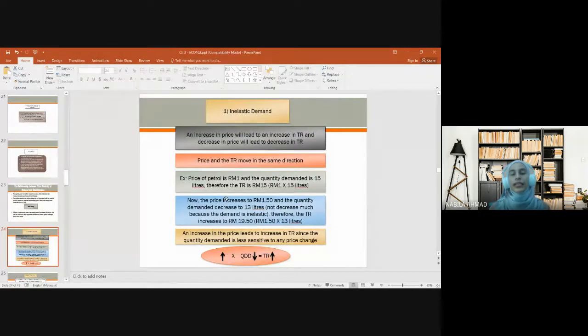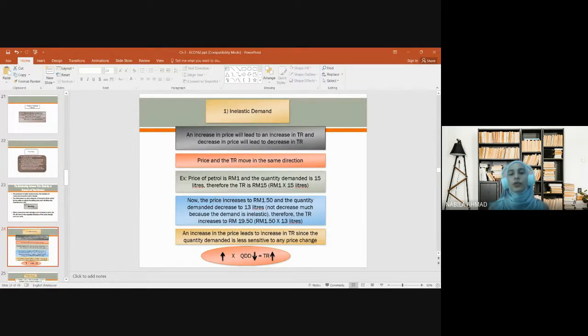So now kita ada 3 jenis elasticity yang kita kena explore untuk this kind of subtopic lah, which is inelastic demand, elastic demand and unitary elastic demand. Okay, sekiranya lah barang yang dijual itu adalah inelastic demand, consumer tidak sensitif dengan harga, then increase in price will lead to increase in total revenue. Okay, contohnya petrol, barang yang low substitutes. So harga petrol RM1. Dan let's say lah quantity demanded 15 liter. Jadi berapa total revenue? 1 times 15, RM15.